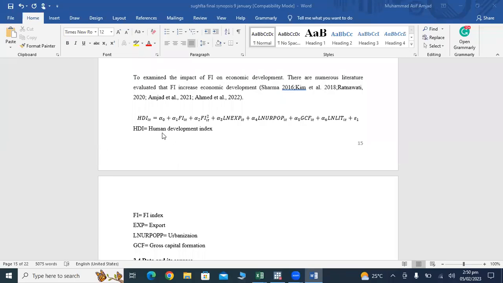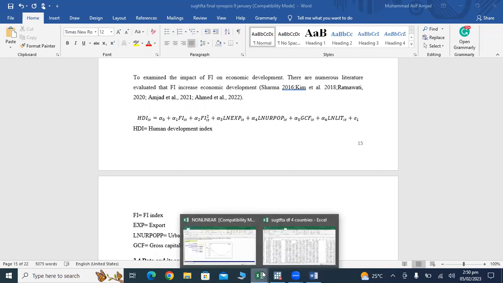Bismillah Rahman Rahim. In this tutorial lecture, we will discuss how to develop the econometric techniques for this model. The dependent variable is HDI, and the independent variables are financial inclusion and financial inclusion square, along with export, urbanization, capital formation, and literacy rate. This is my model, and this is my dataset file.